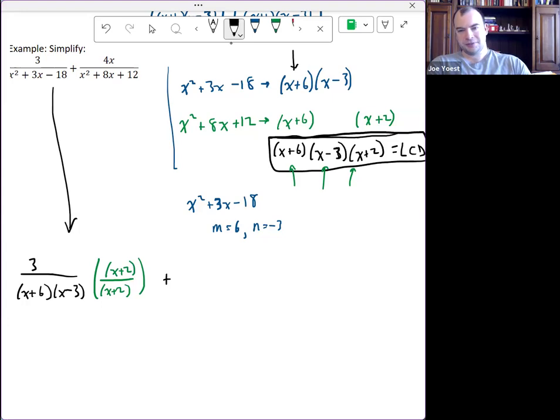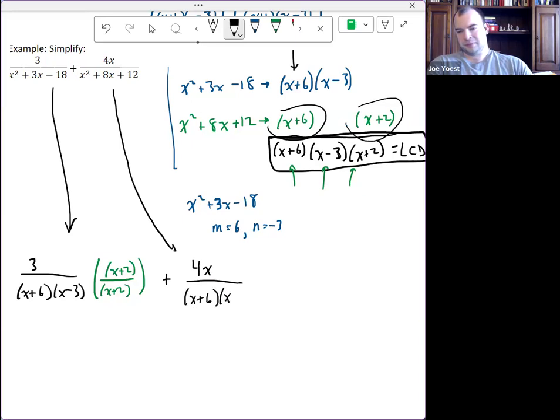Now for my second fraction, we've got 4x over, well, I could write it as x squared plus 8x plus 12 if I wanted to. That wouldn't be wrong, but it's much more helpful to write it as x plus 6 times x plus 2. Now I see I've got one of these and one of these building blocks accounted for, but I need an x minus 3 building block.